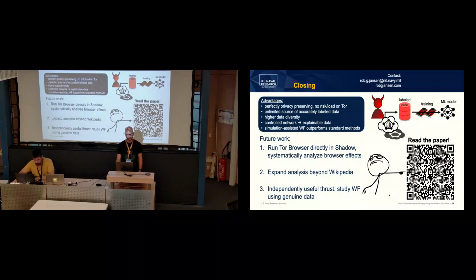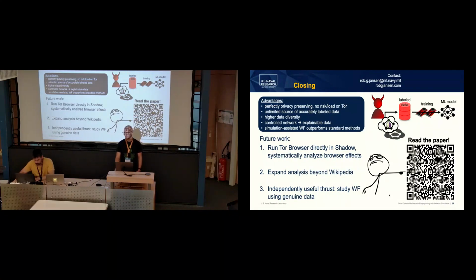And that's all I have. The advantages of this approach: we can do this with a perfectly privacy-preserving approach. Shadow is completely offline and has no risk or load to the real Tor network. We get an unlimited source of accurately labeled data by using a simulation, and higher data diversity. The controlled network means we can have more explainable data sets and hopefully be able to better explain our results. And we found that the simulation-assisted website fingerprinting outperforms standard methods.